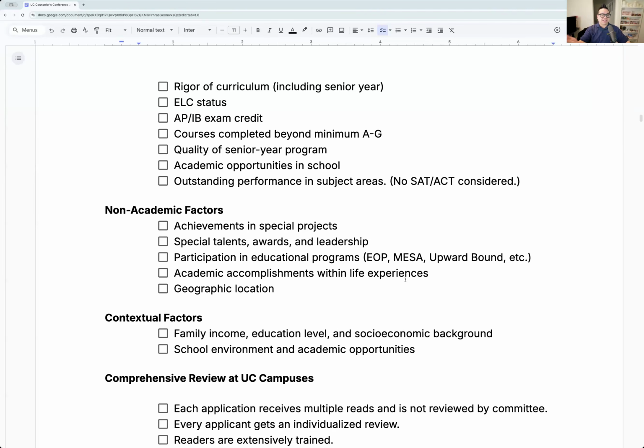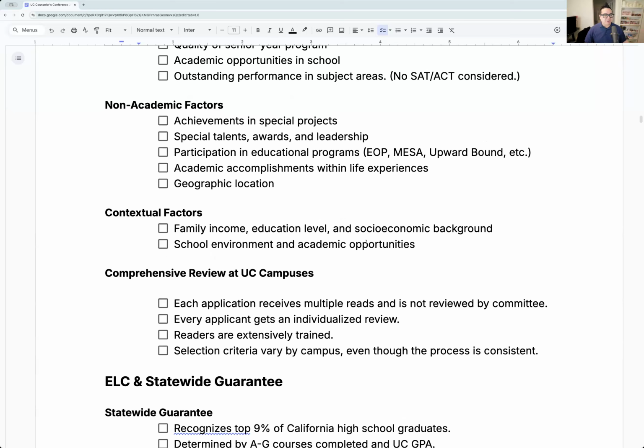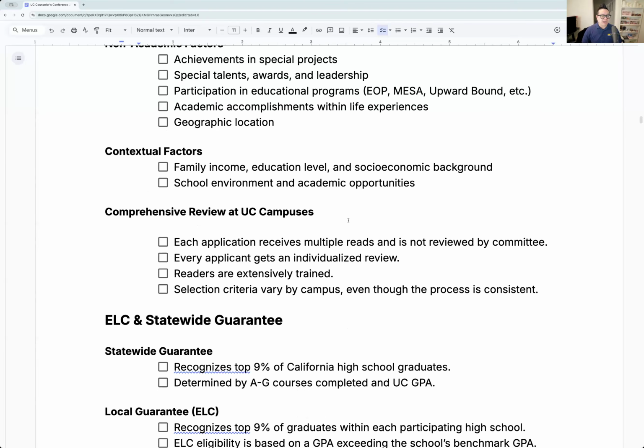Non-academic: special projects, special talents, awards, leadership, educational prep programs, accomplishments, geographic location, contextual stuff, income, education level, social and academic background, school environment, academic opportunities, conference review.